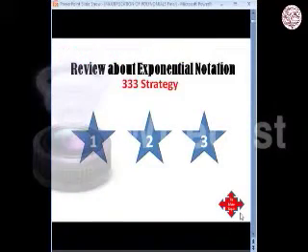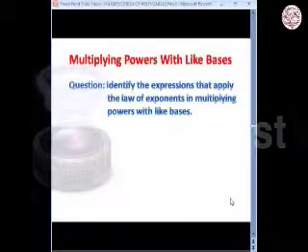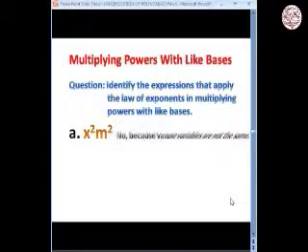Okay. So to the main topic, which is multiplying powers with like bases, I would like to raise this question. Identify the expressions that apply the law of exponents in multiplying powers with like bases. Take for example, x squared m squared. Can you say, oh yes? The answer is no because the variables are not the same, right?